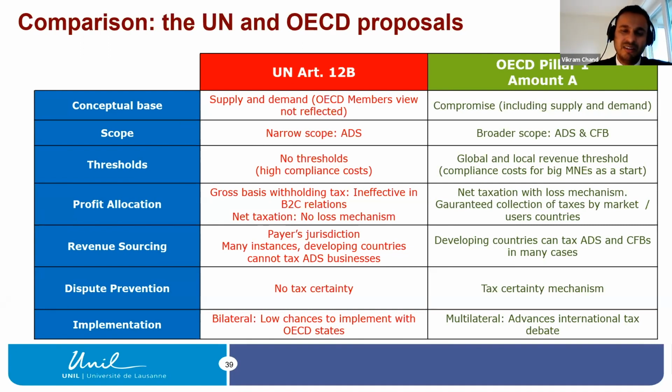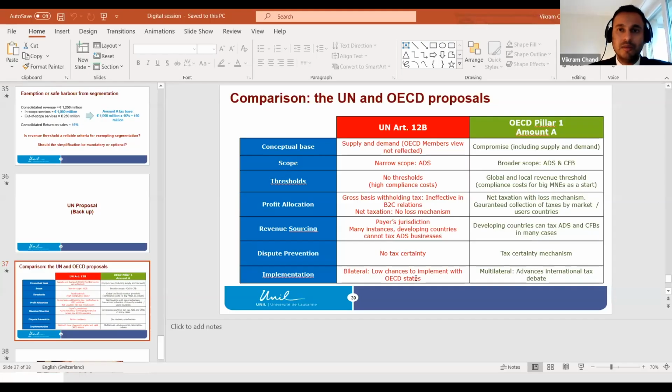So I really fail to see how a country like the US or even other developed countries in the EU are going to agree on this proposal. Whereas the OECD's proposal, on the other hand, is multilateral. And it really advances the international tax debate, which from an academic standpoint is just fascinating, as Professor Dannon mentioned. There are practical hurdles to the OECD proposal, but I think these hurdles can be overcome. So over to you, Professor Dannon.